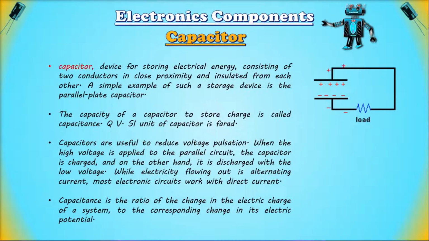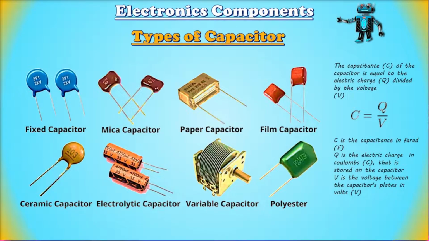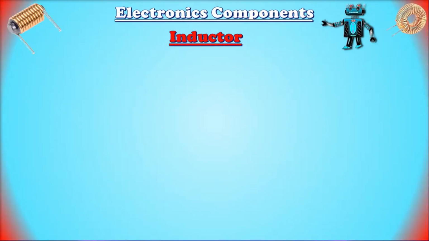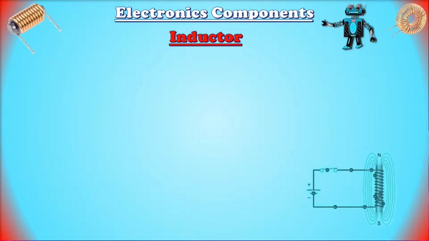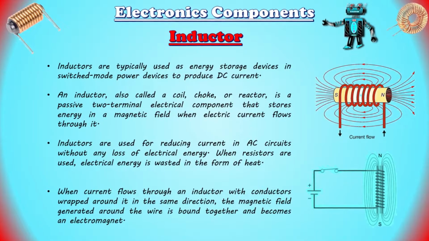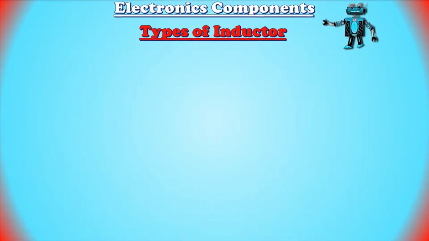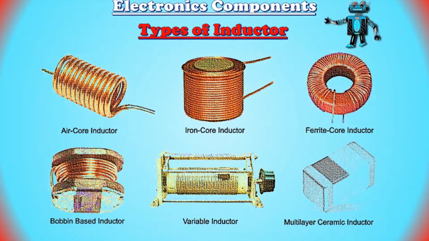A capacitor is a device that is used to store charges in an electrical circuit. Capacitors are useful to reduce voltage pulsation. An inductor is a passive electronic component that stores energy in the form of a magnetic field. In its simplest form, an inductor consists of a wire loop or coil. The inductance is directly proportional to the number of turns in the coil.